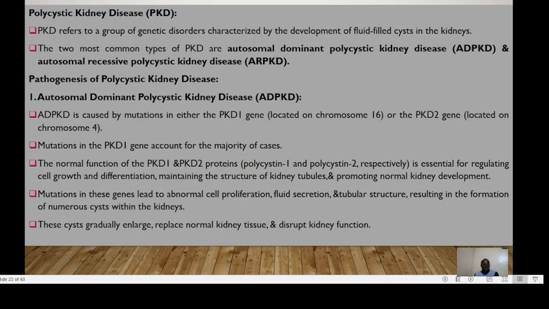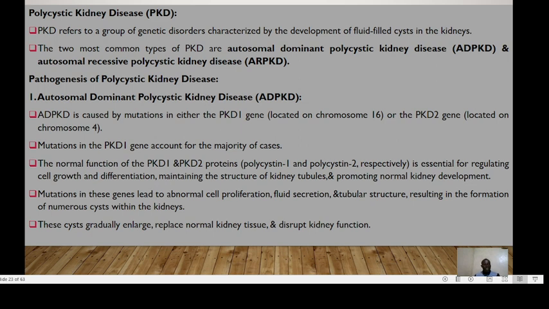The last condition under this case, remember we were supposed to look at sickle cell anemia, hemophilia, and lastly, polycystic kidney disease, which refers to a group of genetic disorders characterized by development of fluid-filled cysts in the kidney. The two most common types are autosomal dominant polycystic kidney disease and autosomal recessive polycystic kidney disease.